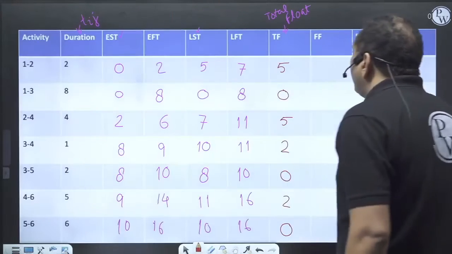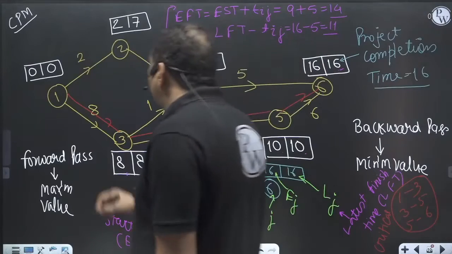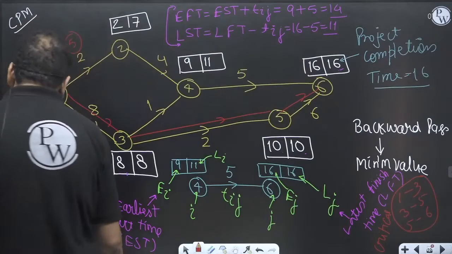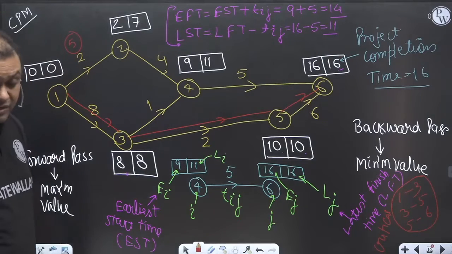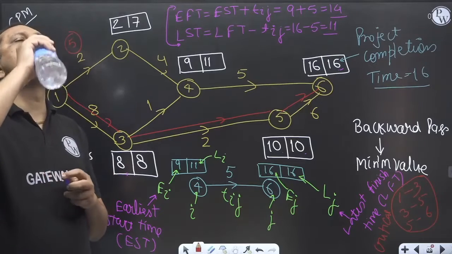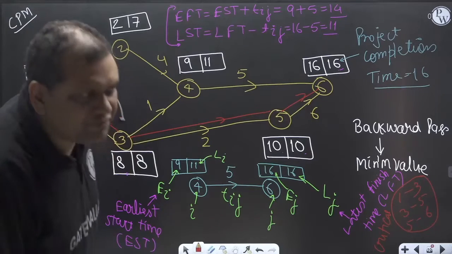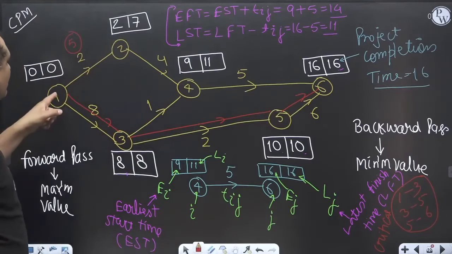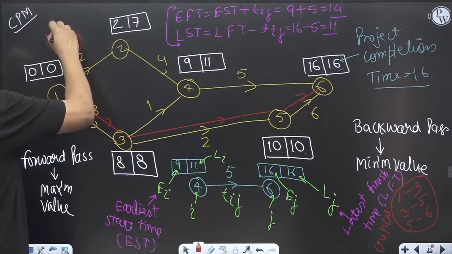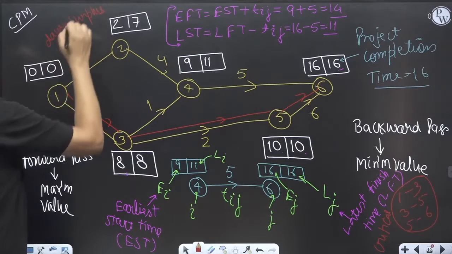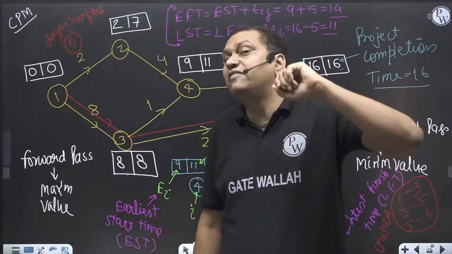Now, let us say activity 1 to 2, the total float is 5. You know what is the physical meaning of this information? This activity 1 to 2, 5 days surplus time is available with this activity 1 to 2.